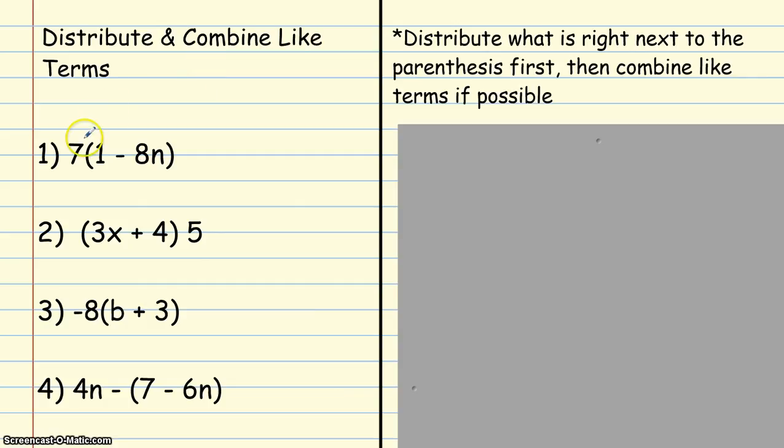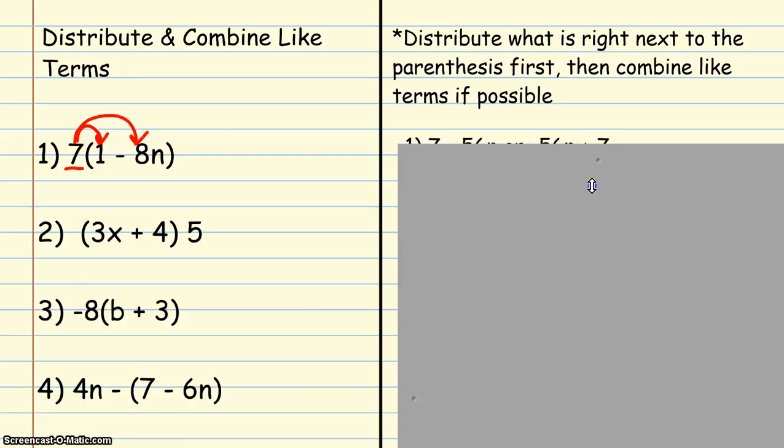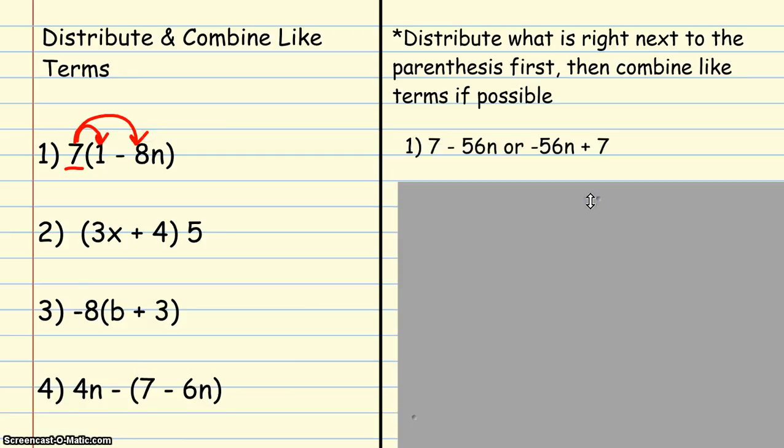And so the way that we do that is we take this 7, which is right next to the parentheses, which means we're going to multiply. So we're going to multiply 7 times 1, and we're going to multiply 7 times negative 8n. 7 times 1 is 7. 7 times negative 8n is negative 56n, and we just bring the n along. Now, if we want to be most mathematically correct, we want to put the variable first, so we would want to put negative 56n plus 7.